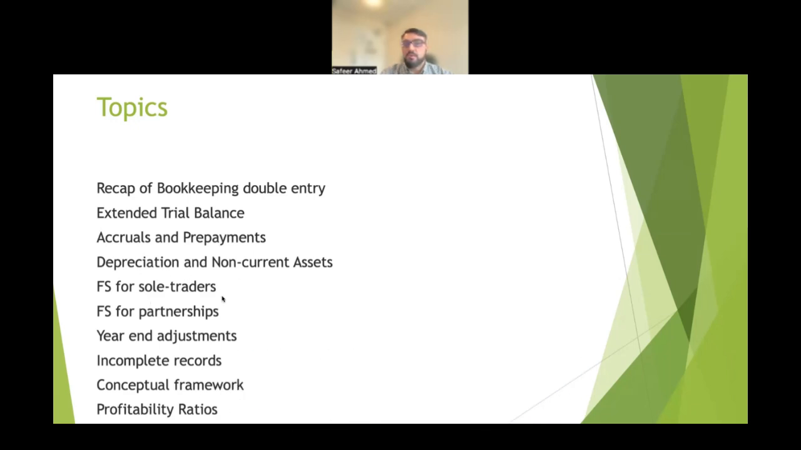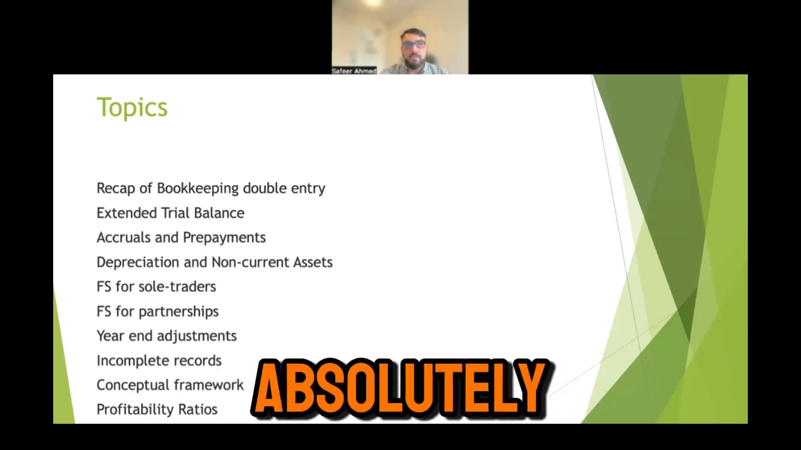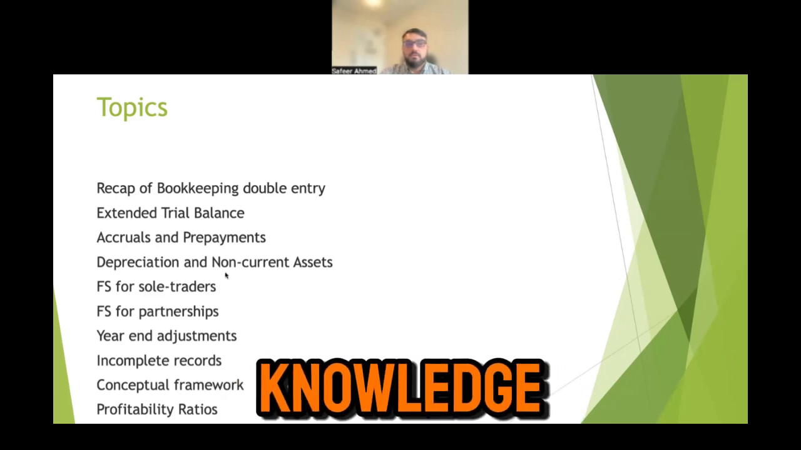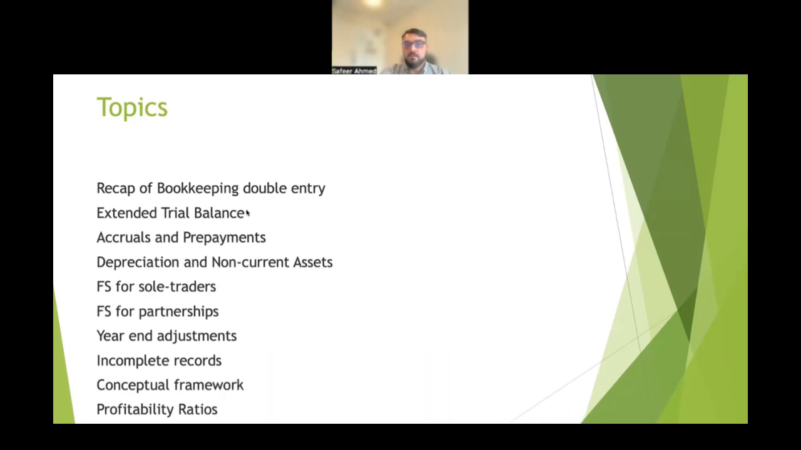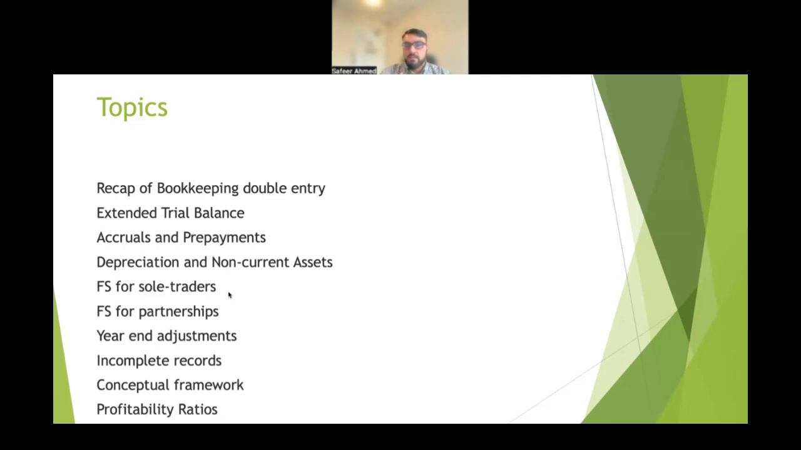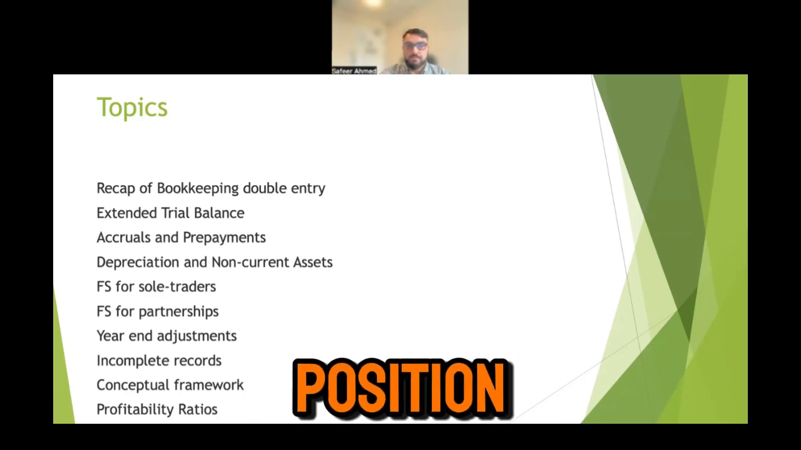Financial statements for sole traders. So this is basically, for sole traders, the statement of profit or loss and statement of financial position. What you need to ensure is you're familiar with the pro forma, and you're absolutely clear what item goes where. Now, if your knowledge of the extended trial balance is really good, that will also help you in preparing financial statements for a sole trader. And that's basically the statement of profit or loss as well as the statement of financial position.